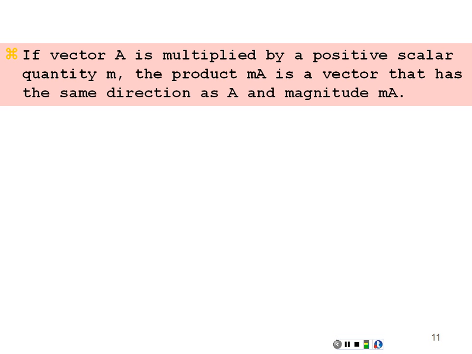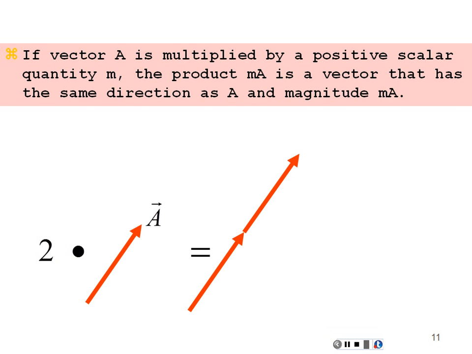If I take a vector A and multiply it by a positive scalar quantity m in this case, the product, scalar times vector, is a vector that has the same direction as A, and a magnitude equal to the scalar times A. For instance, let's say I have 2 times vector A. That's going to be equal to A plus A, 2 A's, all in the same direction. So in essence, I end up with a vector that is twice as long. That is equal to 2 times A. So what the scalar does is change my magnitude, but it doesn't change my direction.